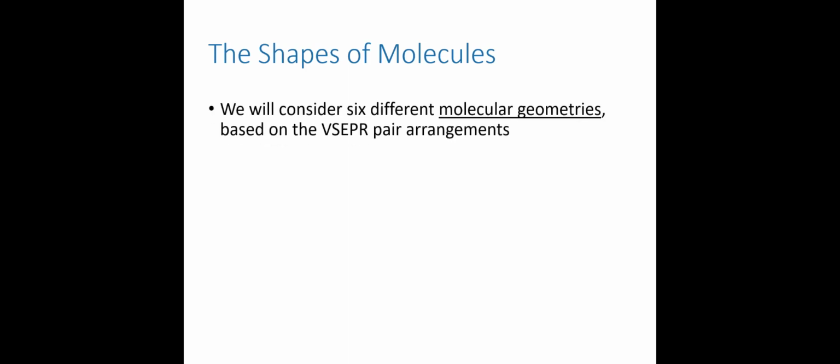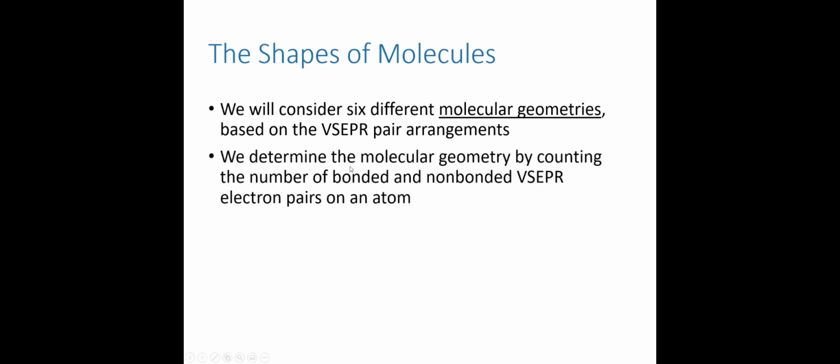So what we're going to do now is generalize the electron pair arrangements into molecular geometries, also called shapes. And they're going to be based on those VSEPR pair arrangements. In this class, we consider only 6 different possibilities, and that is what we are limited to when we are following the octet rule. And we've committed to following the octet rule in this class, and therefore those are the 6 geometries we will get.